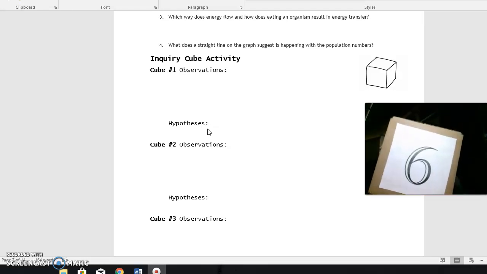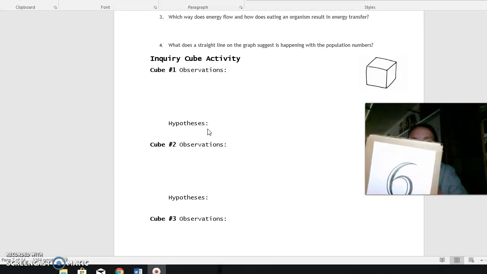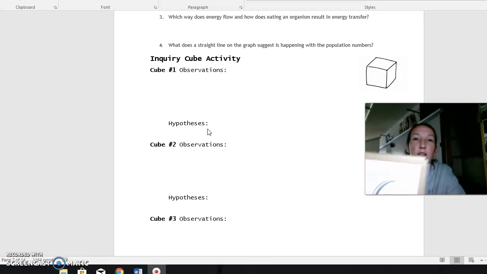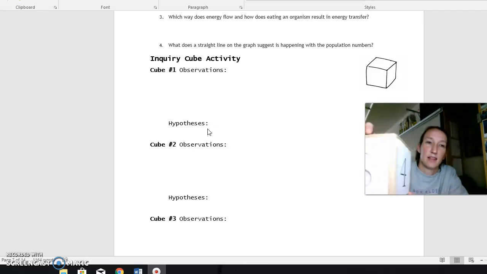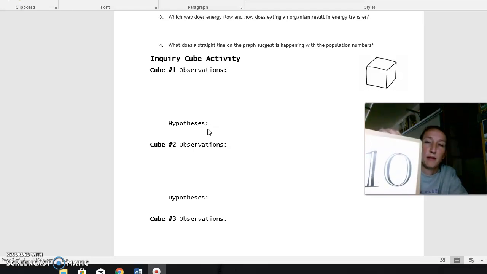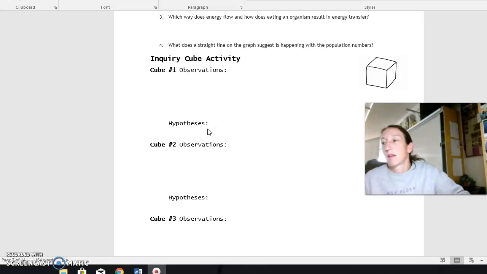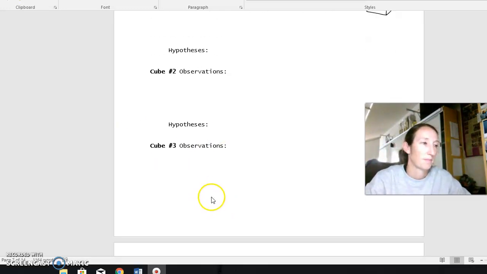And then maybe why you think that. Because there are several different options that you could put there. But there are some trends that can help you identify what it would be. All right, so that's your second cube. Fill out your observations and your hypothesis.